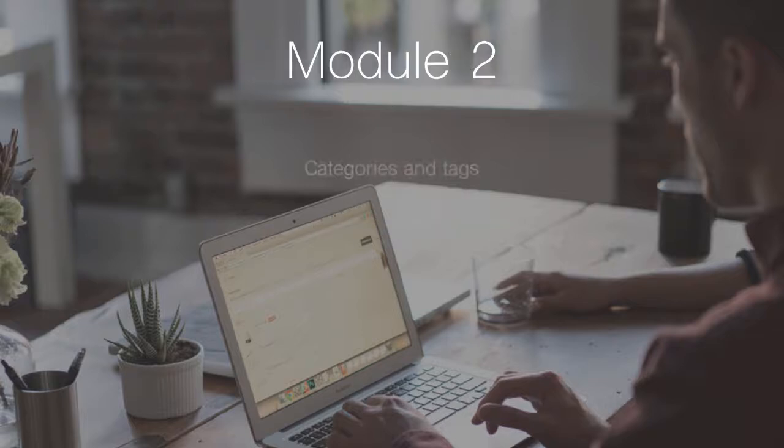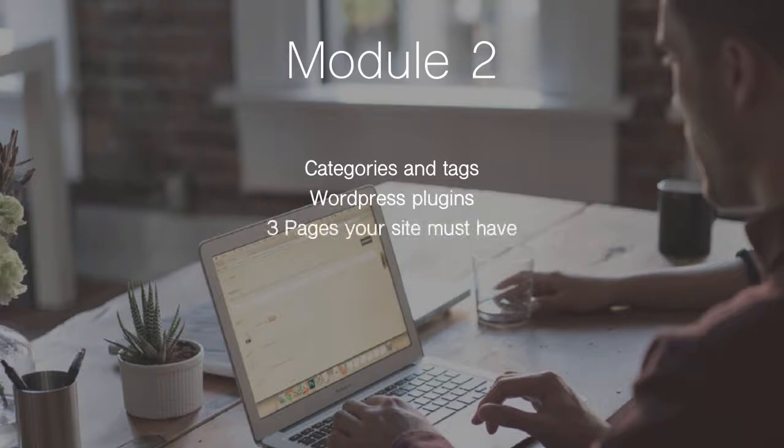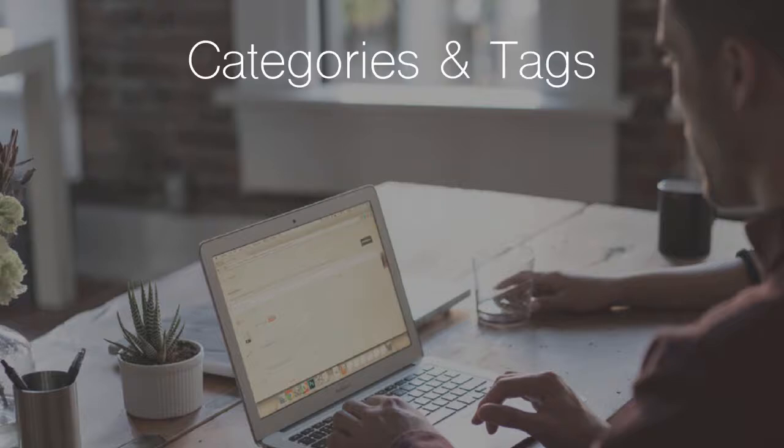So in module 2, we're going to run through the following: categories and tags. We're going to look at WordPress plugins in the next video. We'll also chat a little bit about the 3 pages I think every single website should have. We'll touch on menus as well as sidebars. So this is a lot of the nitty-gritty stuff behind the scenes that you don't actually see from the front, but makes a big difference with regards to how your site operates, and pretty important in the greater scheme of things. So let's talk about categories and tags and what they do.